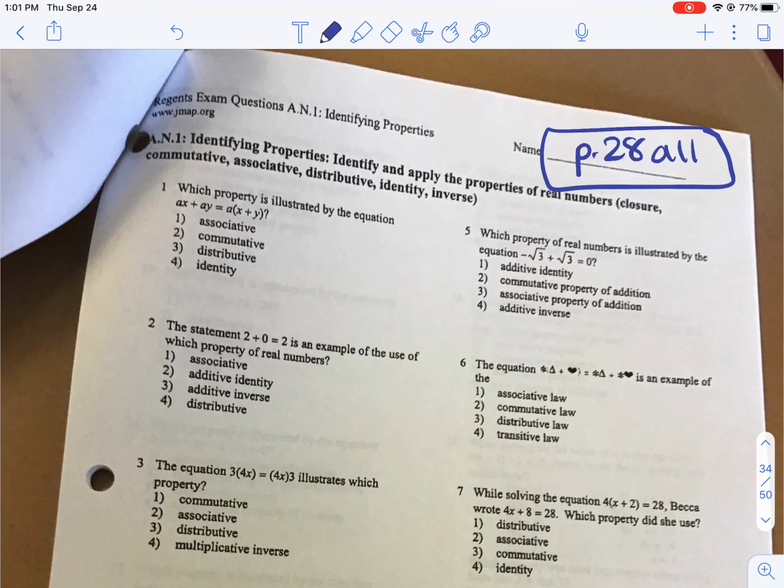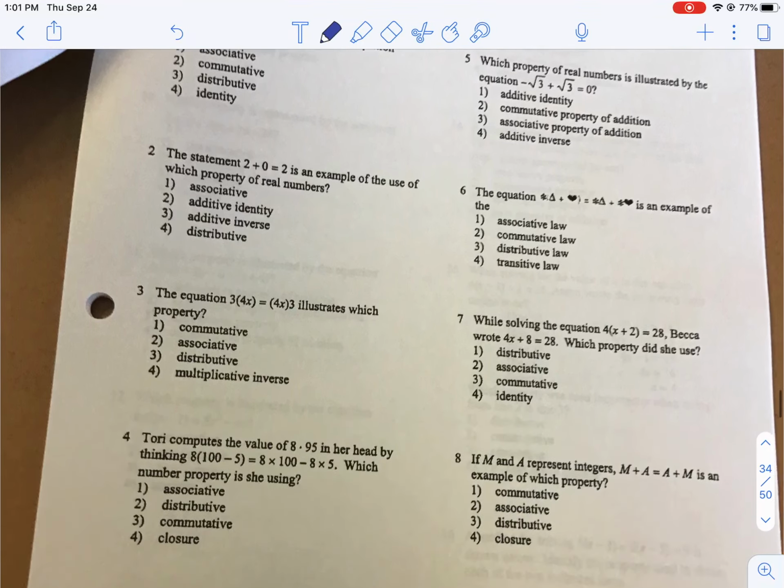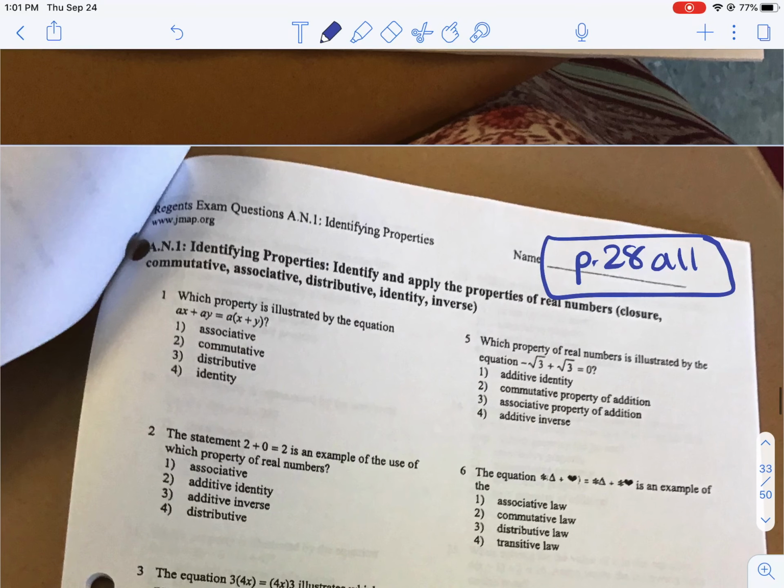If you could please upload them and send it to us, that would be awesome. Page 28, it's really all is numbers 1 through 8.